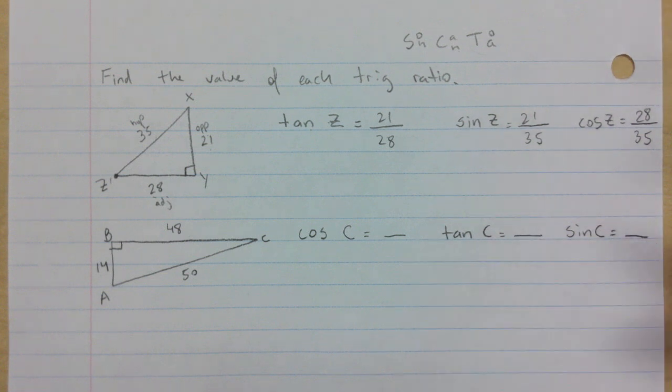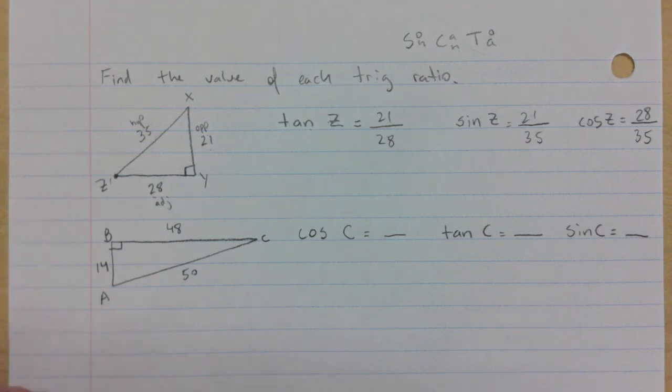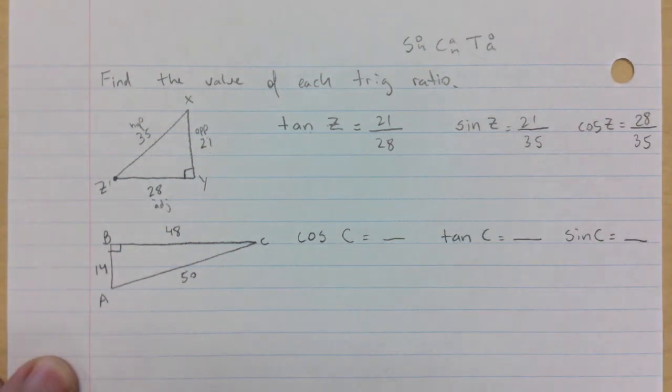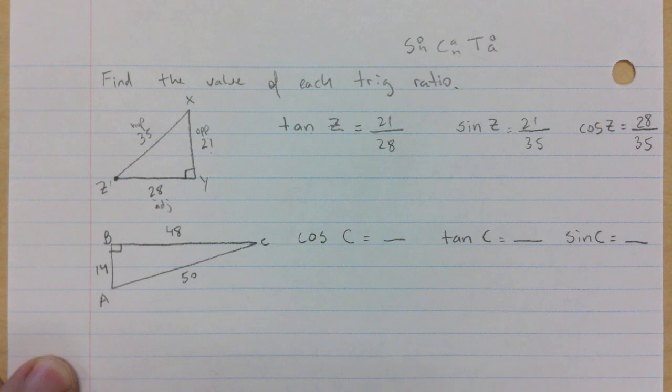Put the two numbers in that each trig ratio should have, right? So go for it. Take a few minutes, right? Ready? Cosine of C. Somebody said something here. Okay. All right, Montana.